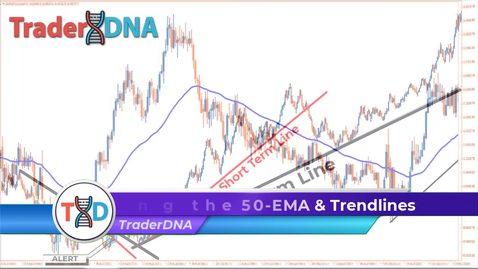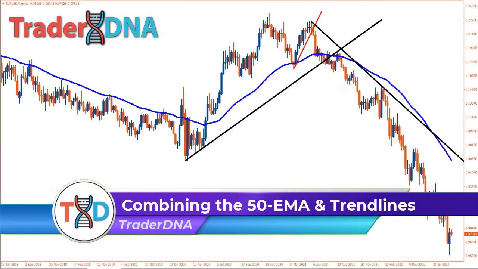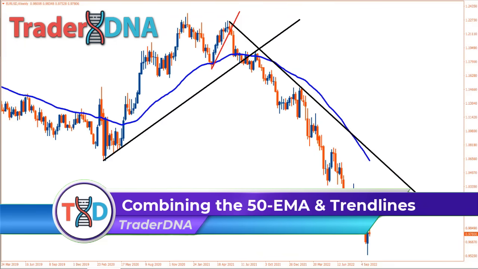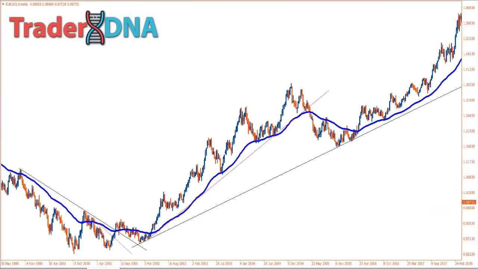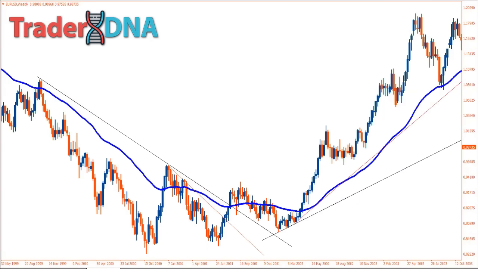Combining the 50 EMA and trend lines for a trading strategy. Since we see that trend lines show a rhythm to the market, and when that rhythm finally breaks, we can combine it with the moving average for trend direction and entry trigger. Here is the same chart with both the trend lines and the 50-period exponential moving average.